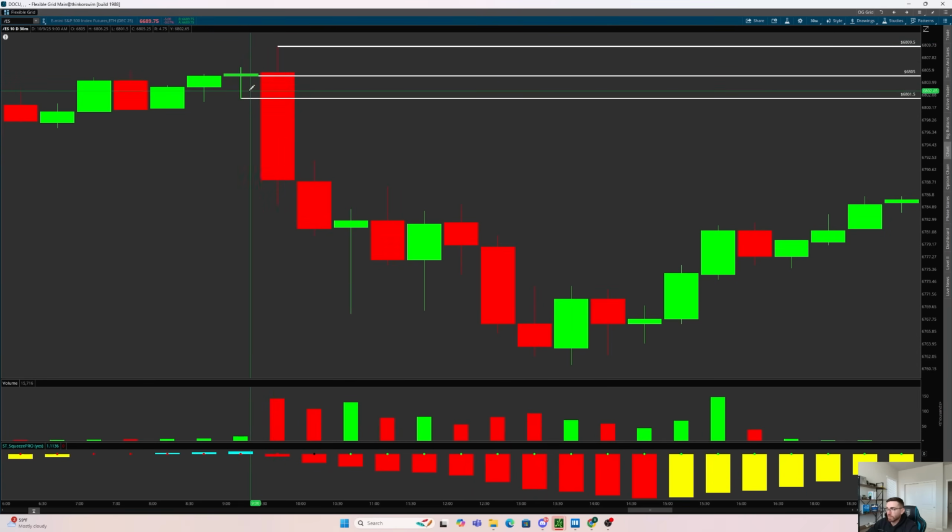Now, ideally, I'm looking for price to reject off of this green wick candle's low or the open of the body right here.